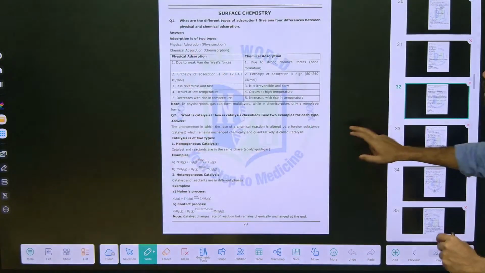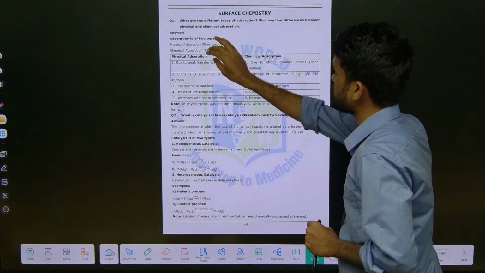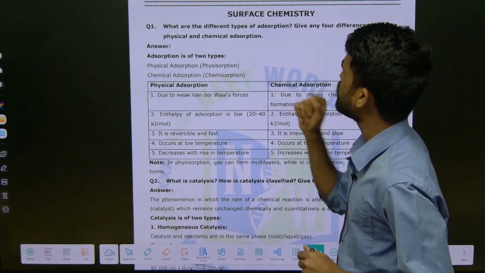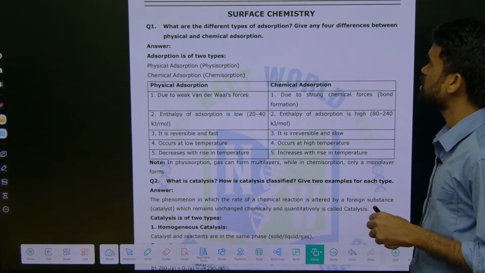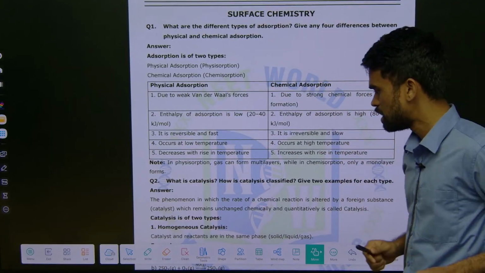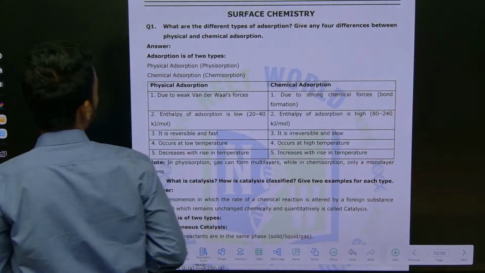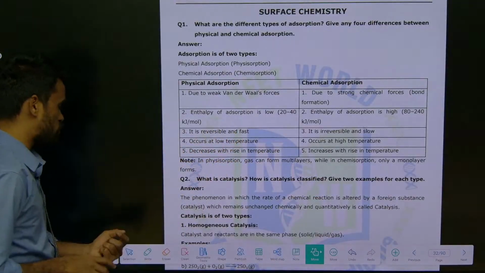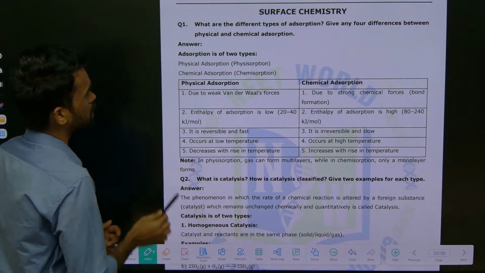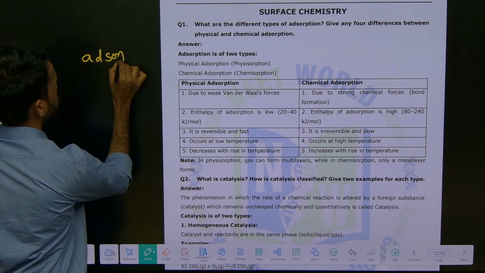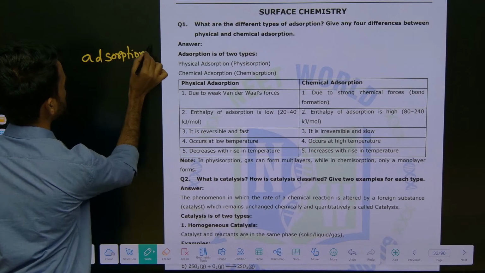So here in this surface chemistry, what is the first question? What are the different types of adsorption? Give any 4 differences between physical and chemical adsorption. First of all, what do we mean by adsorption? They are asking what the different types of adsorption are, so first tell me what we mean by the term adsorption.